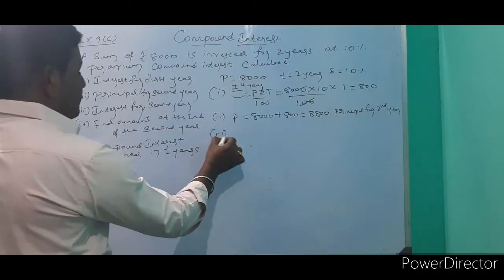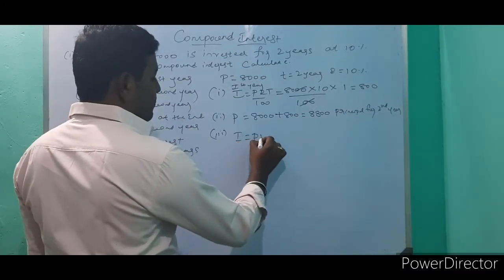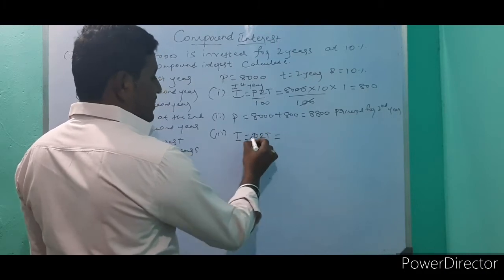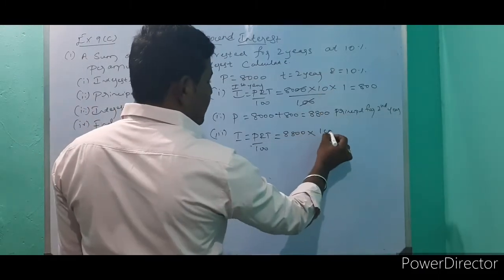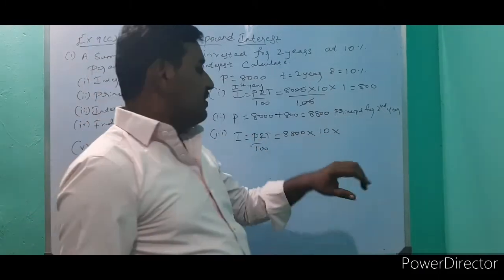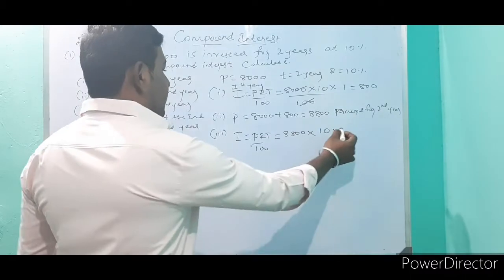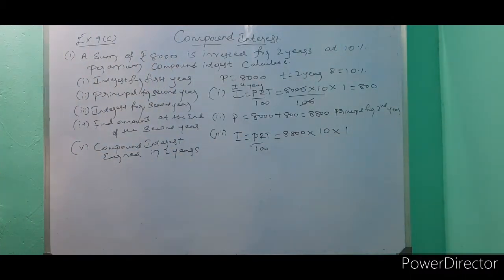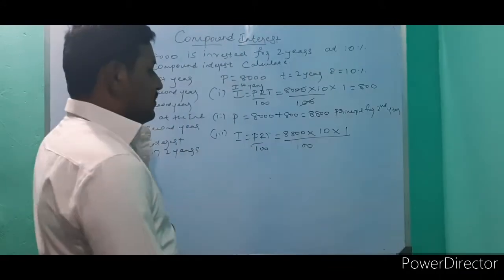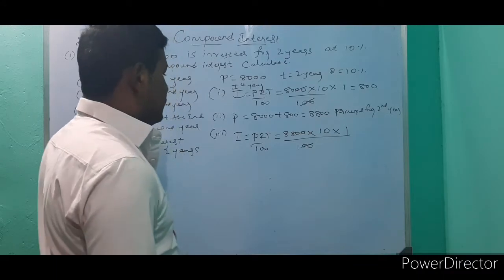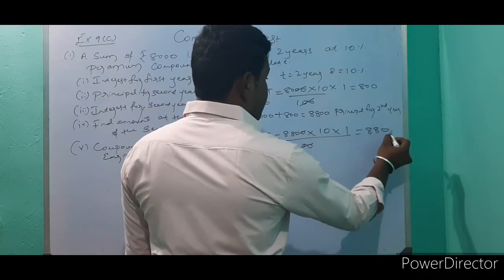Third one, interest for the second year, same formula. I is equal to PRT divided by 100. But here the principal is changed. That is 8,800. Rate of interest is the same, 10. For the second year, we already found out the first year, so 1 year was considered. For the second year also you can consider 1, then divided by 100. So here also you can cancel 2 zeros and multiply 88 into 10. That is, you will get the interest.